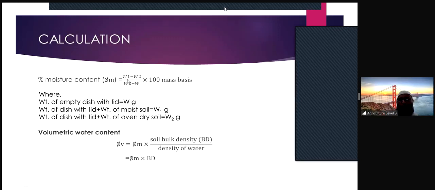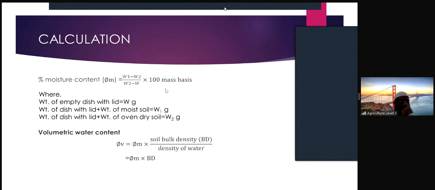So from this equation, W1 minus W2, what is that? W1 is weight of dish with lid plus moist soil, and W2 is weight of dish plus oven dry soil. The difference is the total moisture content. And for how much soil? We can get the weight of oven dry soil from W2 minus W. And as we are expressing it in percentage, multiplying by 100 will give us the water content in that soil, how much percent water content in that soil.